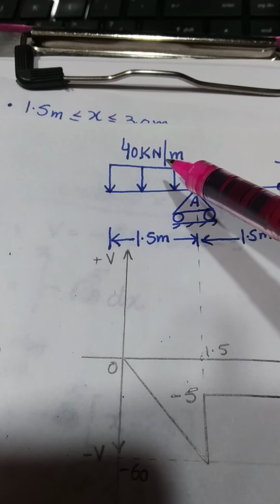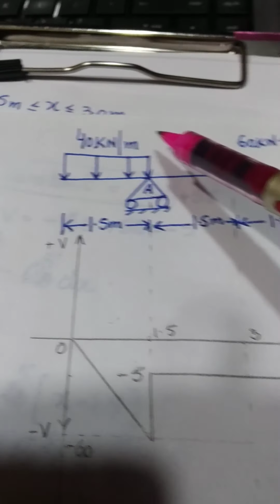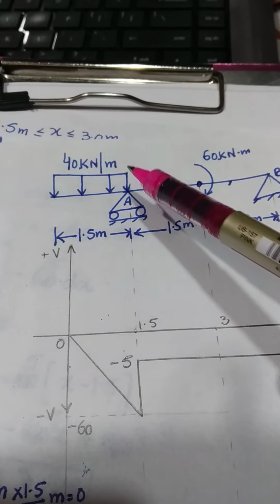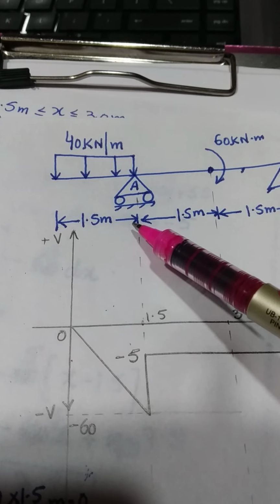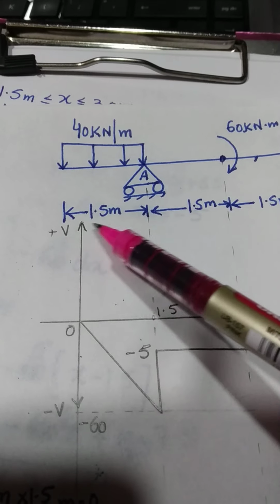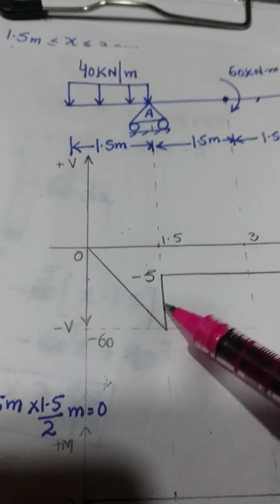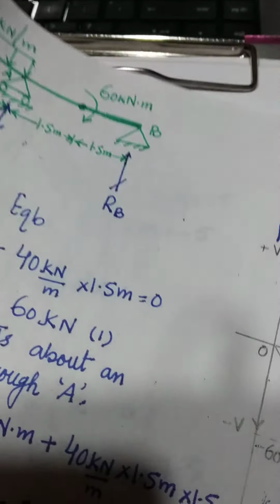We have plotted the shear force and bending moment diagram for this overhanged beam for the region which goes from x equal to 0 to x equal to 1.5. In this region, we were successful in plotting the shear force and the bending moment diagram. Now, let's go to the second region of the beam.